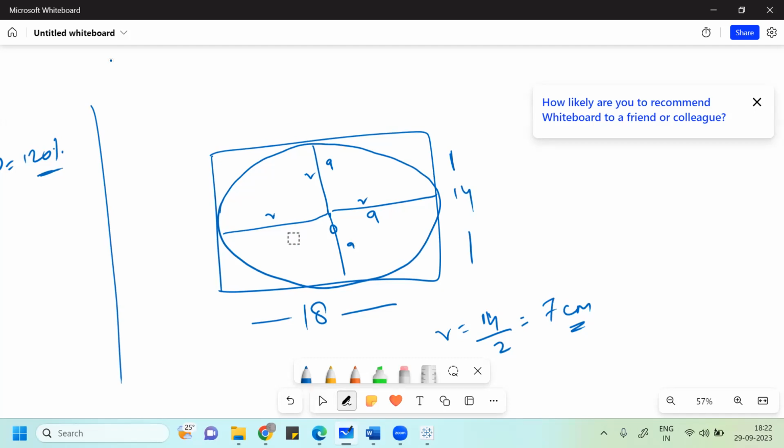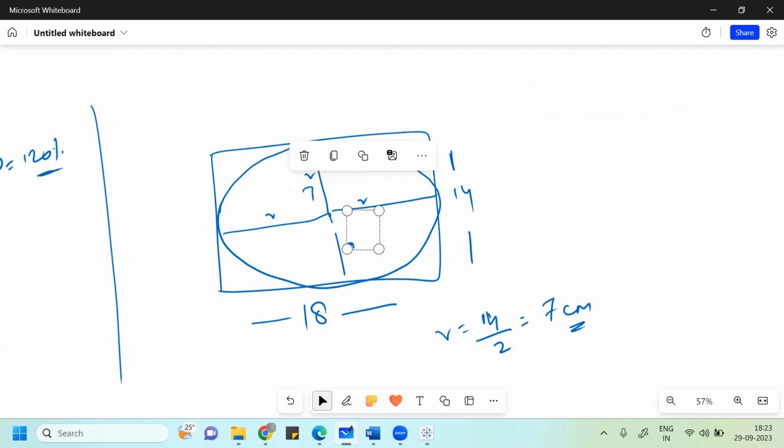So if you're drawing a circle, then the radius of the circle will be 7, because 18 is not possible as a diameter. Because 18 as diameter means 9 is your radius, which is not possible.